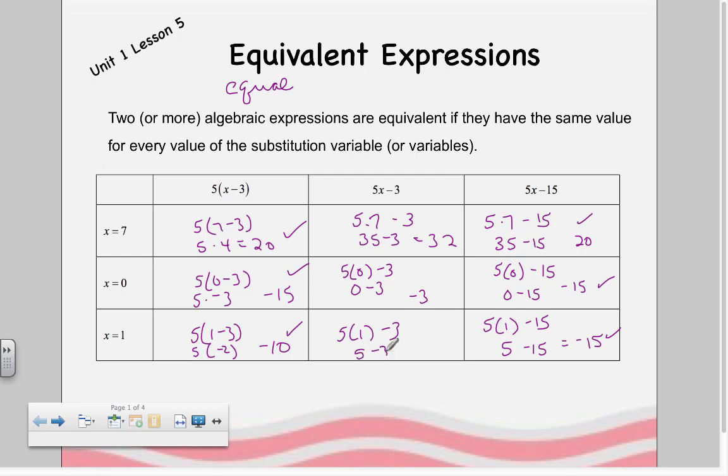And just to make sure we got it, so what we're saying is that this expression is equivalent to this expression.